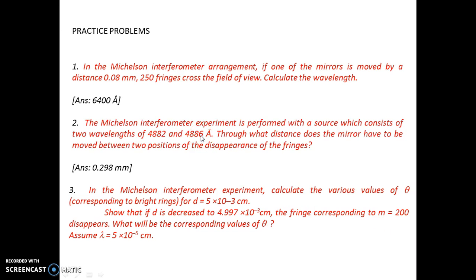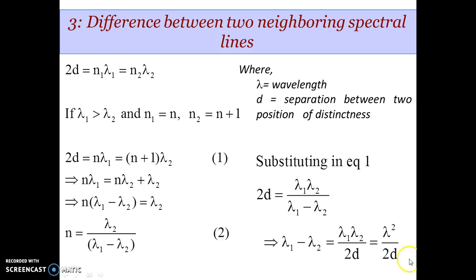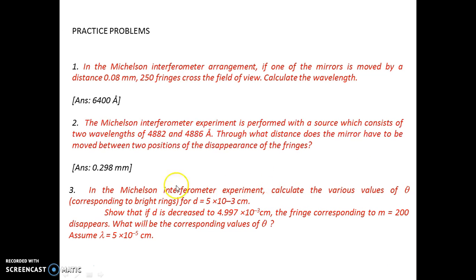So λ² is the average of this, so you're getting 4884 angstrom units, and λ1 − λ2 is given. By using this formula, you can calculate d. The d you are going to get is 0.298 millimeters. So by using this Michelson interferometer, we are now in a position to say that we can calculate the wavelength so accurately. At the same time, we can calculate the separation between two spectral lines of the same color, and the thickness of a transparent film can be calculated so accurately.